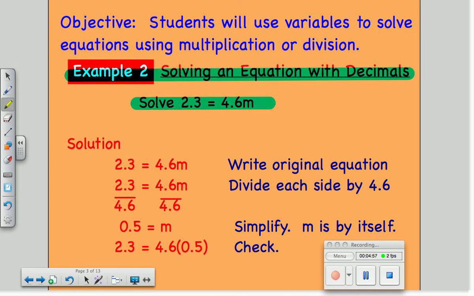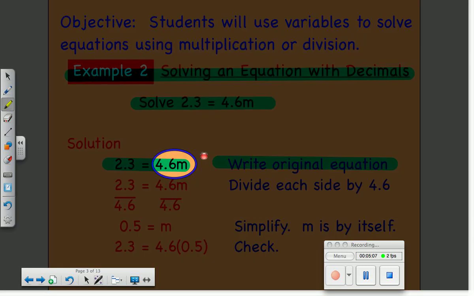Write the original equation. Focus on the side that has the variable. I want that variable by itself. What am I doing? I'm multiplying m times 4 and 6/10. How do I get rid of it? I divide m by 4 and 6/10, by the same amount I'm multiplying it by.